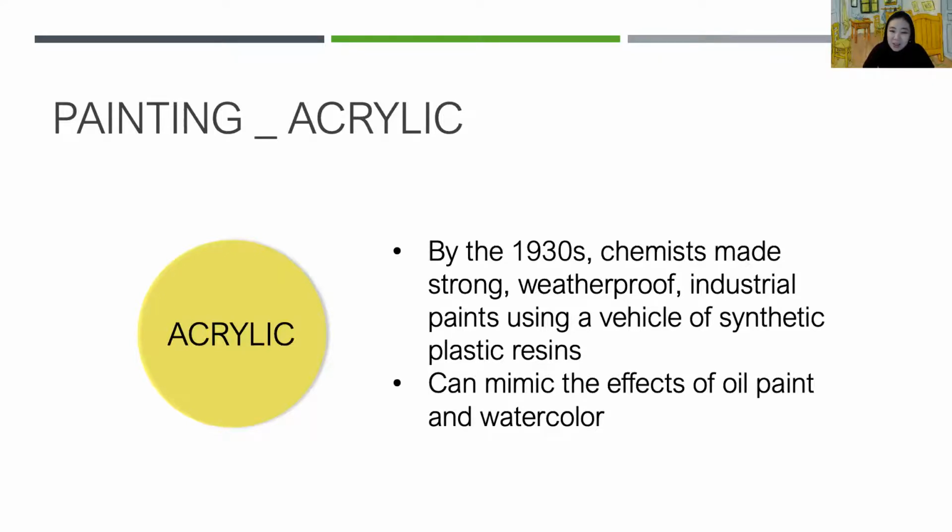But acrylic paint is one of the most convenient paint mediums in art now. The enormous developments in chemistry during the early 20th century had an impact in artists' studios. By the 1930s, chemists had learned to make strong, weatherproof industrial paints using a vehicle of synthetic plastic resins. These new synthetic artist colors are broadly known as acrylic.